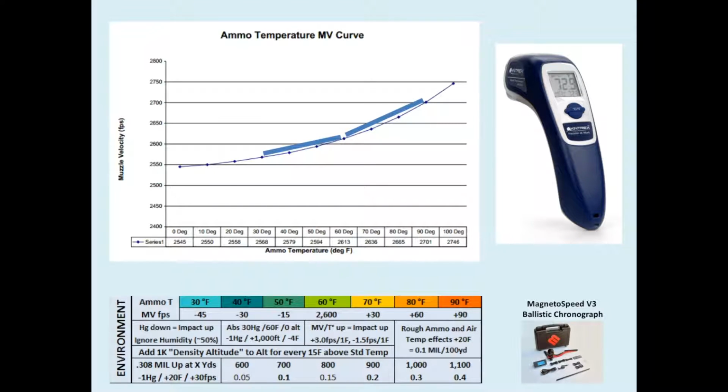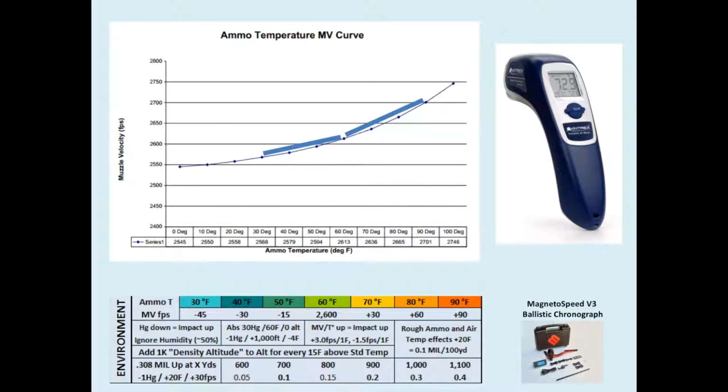Another important aspect is the ammo temperature muzzle velocity curve. As the ammo temperature goes up, due to internal ballistics effects, the muzzle velocity also goes up. So if the ammo is hotter, for example exposed to sun, compared to the standard temperature that we have listed in our table, then the speed will be higher.